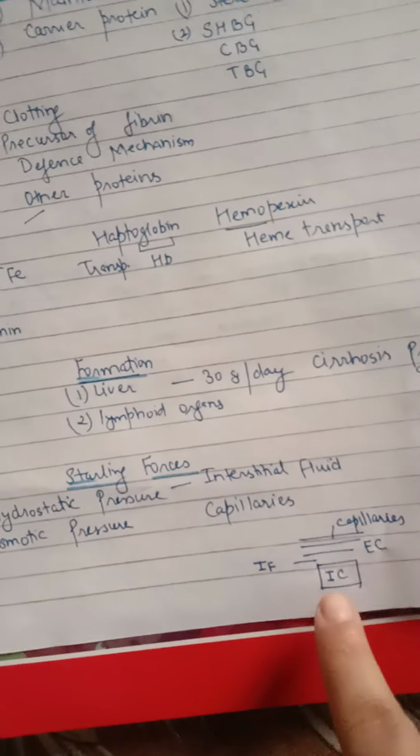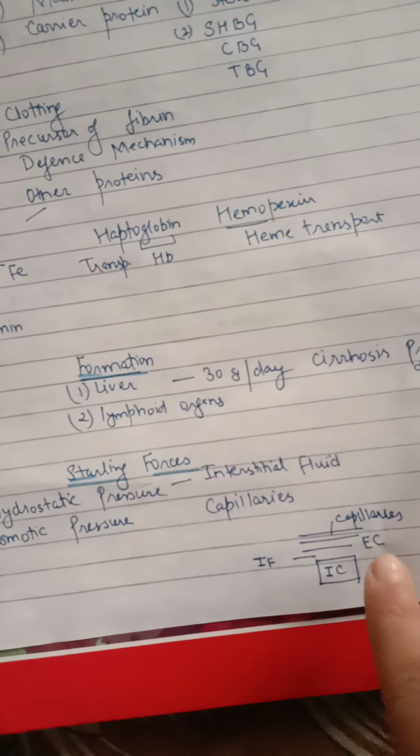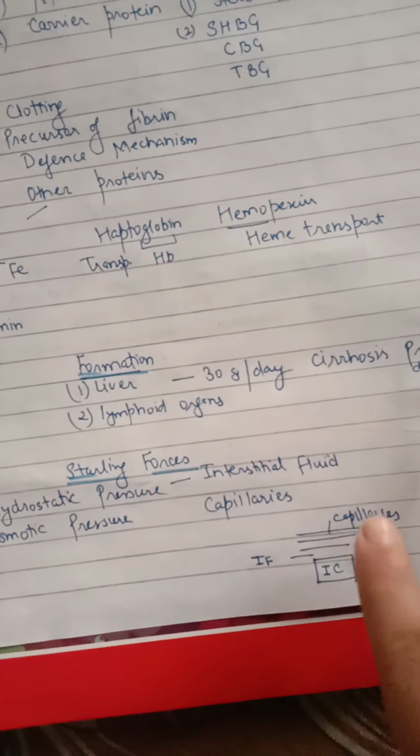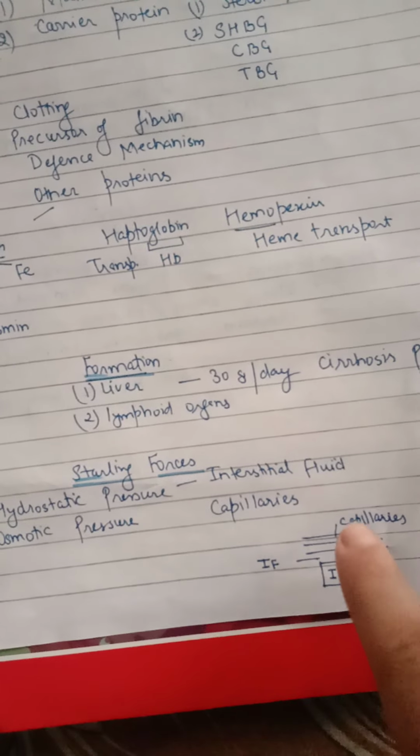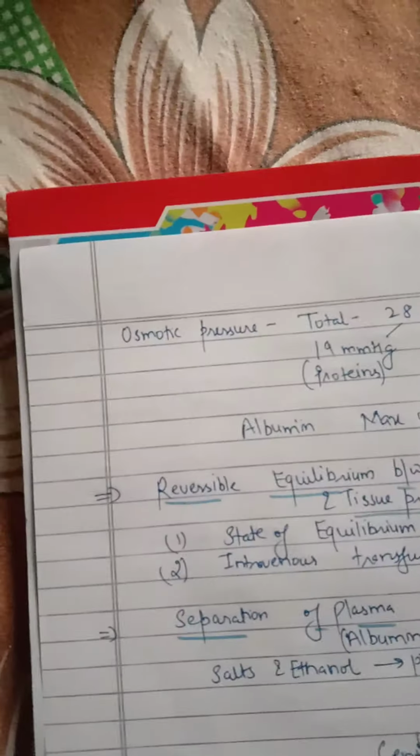So here it is the cell. Here these are the intercellular matrix. They are the extracellular compartment. Extracellular compartment consists of interstitial fluid and capillaries. So interstitial fluid and capillaries exert the hydrostatic pressure and the osmotic pressure. Now osmotic pressure. We are saying that the plasma proteins exert the osmotic pressure.